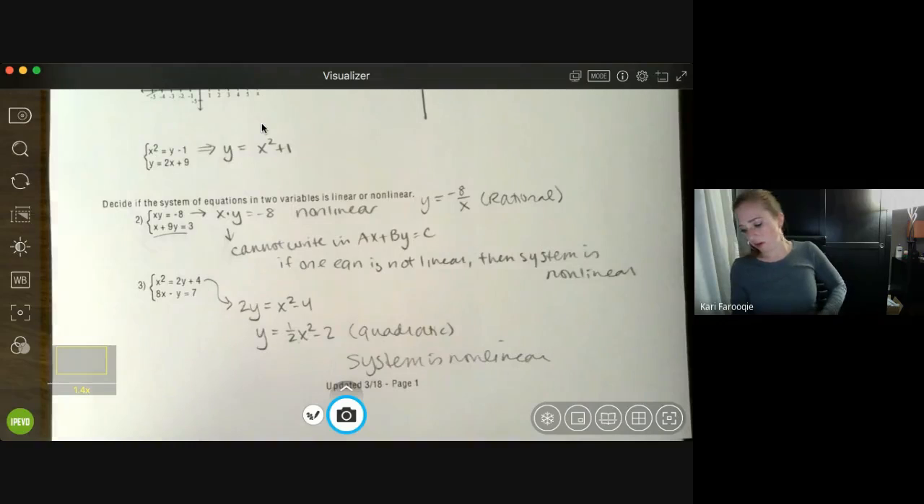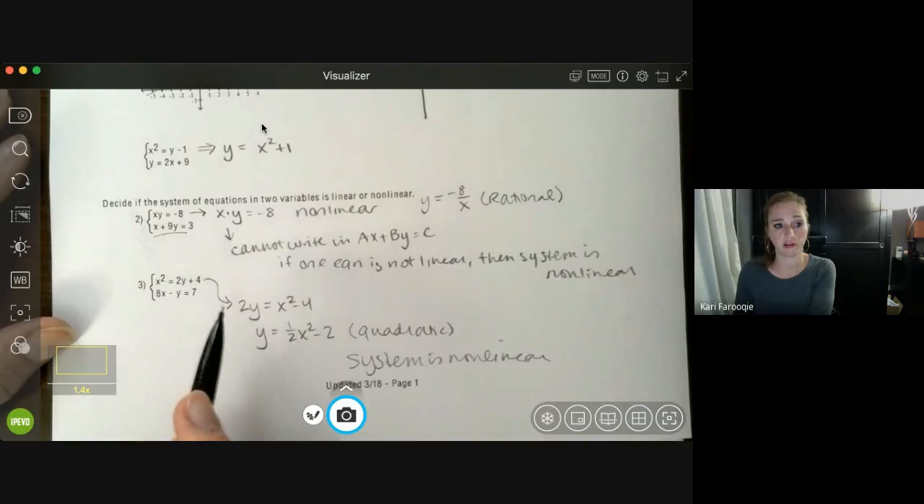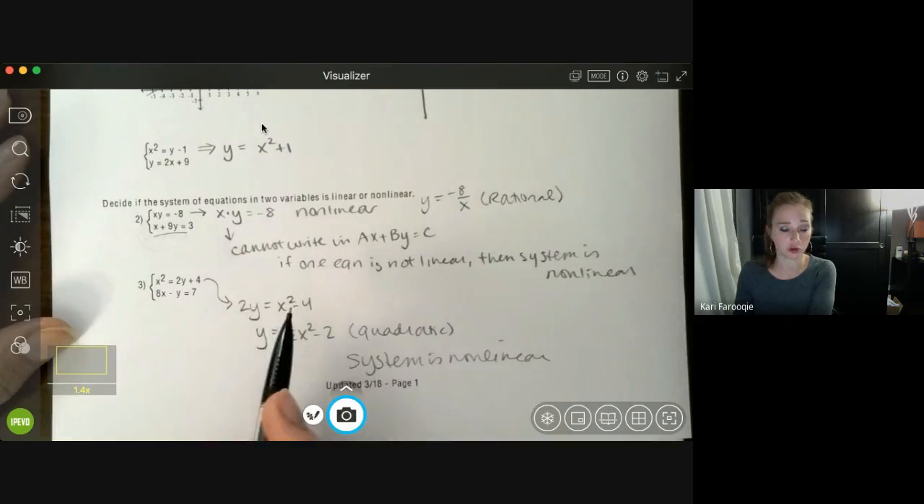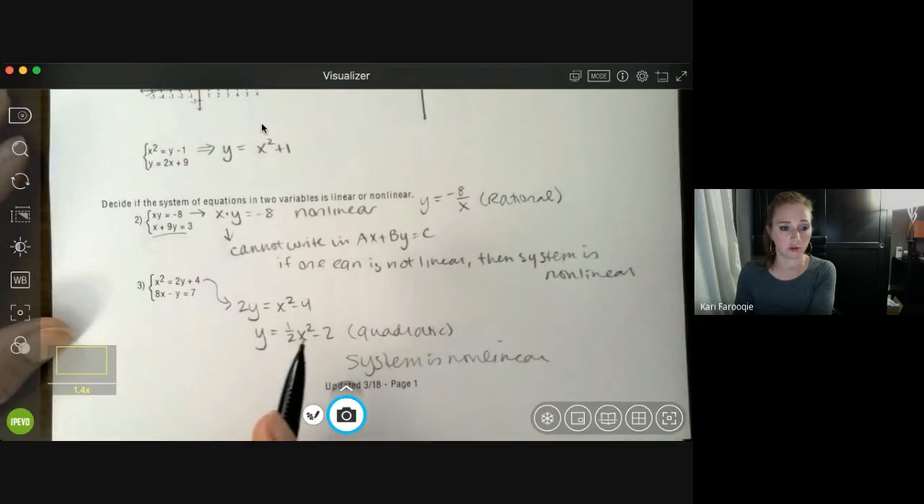Oh, I see what you're saying. I just thought that in this particular case, it would be easier to show it wasn't linear by showing that it was quadratic. And I thought it was most obvious to show that it was quadratic by putting it into y equals.